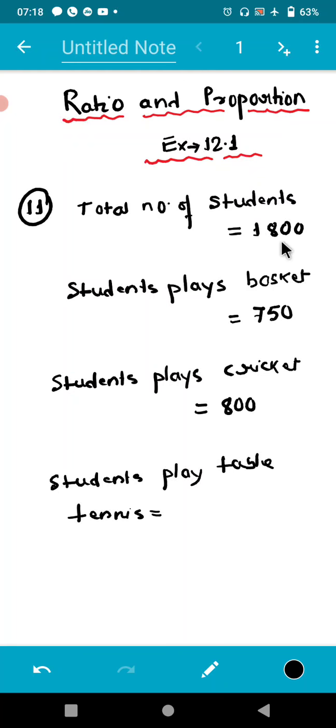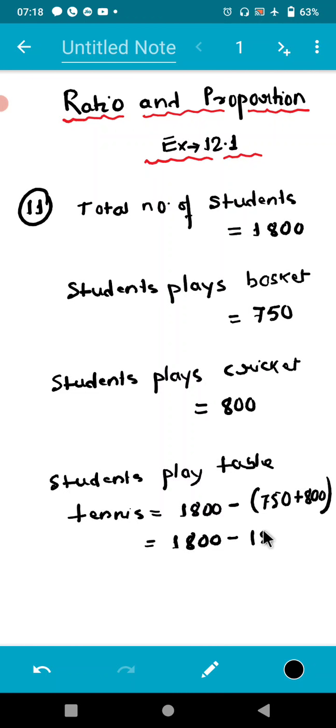And how to find it out? From the total, that is from 1800, we have to subtract the sum of these two numbers, that is 750 plus 800. So that would be 1800 minus 1550, and it would be 250. So that means only 250 students play table tennis. Now we have to find some ratios.